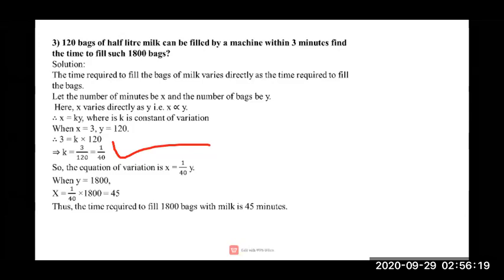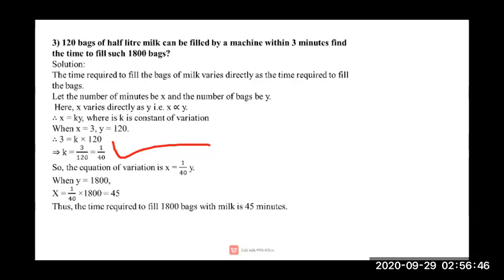So the equation of the variation is x equal to 1 upon 40 y. Now they ask you about the time. They have given the bags, so y equals 1800.